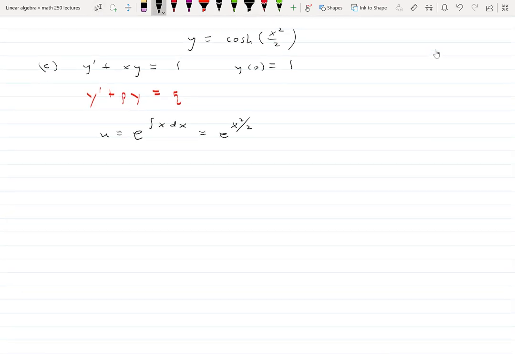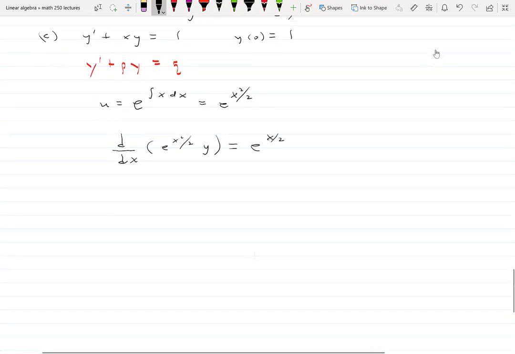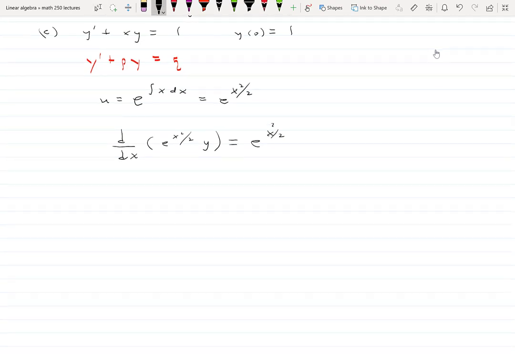Let's proceed. This integrating factor changes the left-hand side of the differential equation into the derivative with respect to x of uy, or e to the x squared over 2 times y equals e to the x squared over 2, by multiplying both sides by the integrating factor. Now here's the problem. If we integrate both sides, this is a problem. Let's see if you can see the problem before I write it out. Do you see a problem with integrating both sides?